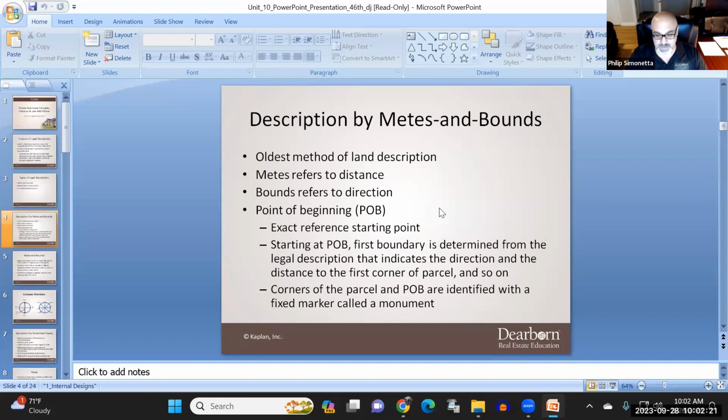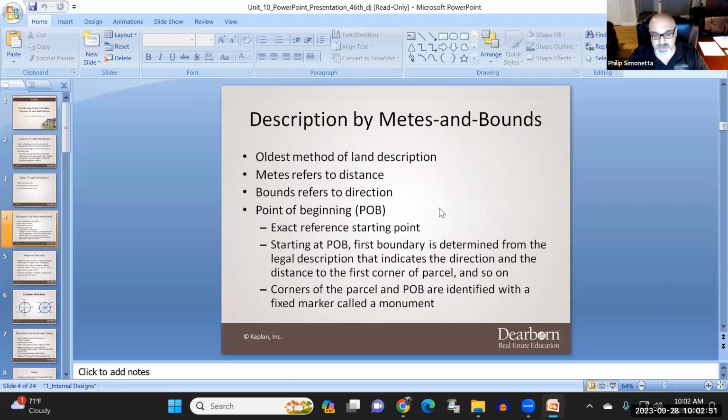So an example is starting at the POB, the first boundary is determined from the legal description that indicates the direction and the distance to the first corner of the parcel. And then the next explanation takes you to the next corner and so on, and it brings you back to the starting point. That shows you the size and the shape of the land. The corners of the parcel and the POB are identified with fixed markers called monuments.